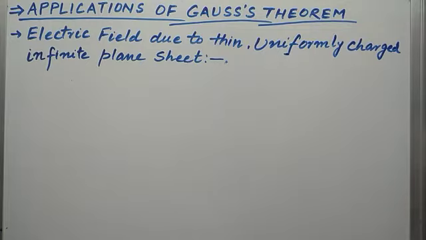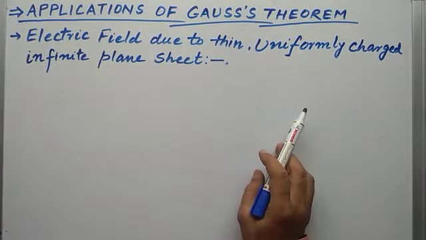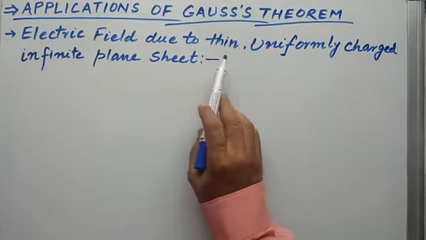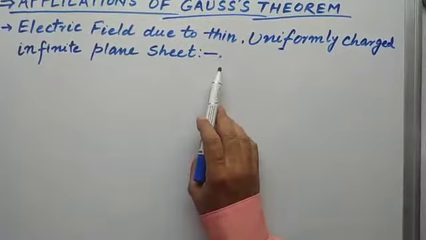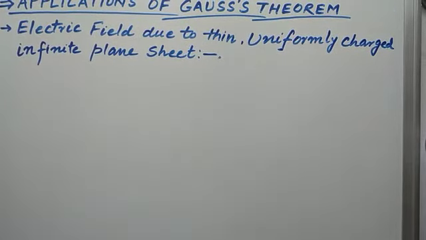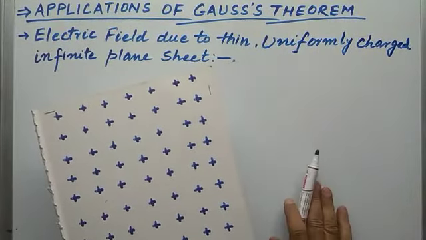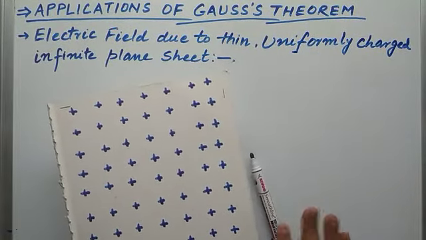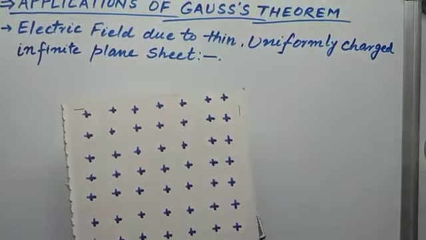We are discussing the application of Gauss theorem. Today we will study the second application of Gauss theorem, in which we will obtain an expression for the electric field due to a thin, uniformly charged, infinite plane sheet, non-conducting. Suppose this is a plane sheet at which the charges are uniformly distributed and it is an infinite sheet.